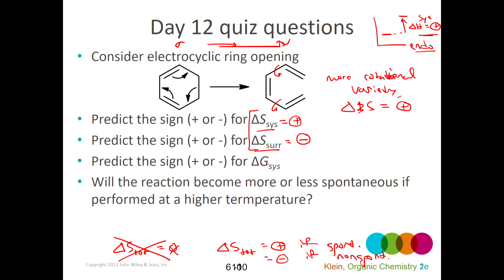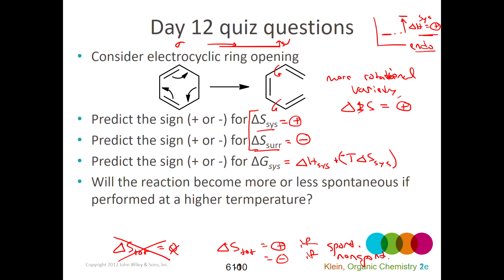What's the sign for delta G? Well, delta G is equal to delta H for the system minus T delta S for the system. And so mathematically I can add a negative, which is the same as subtracting. And that's the way the book likes to do it.